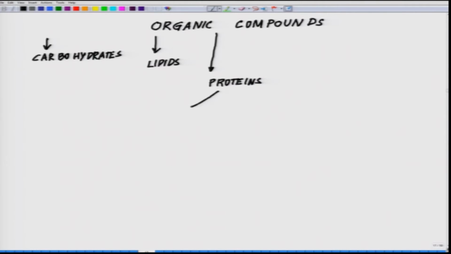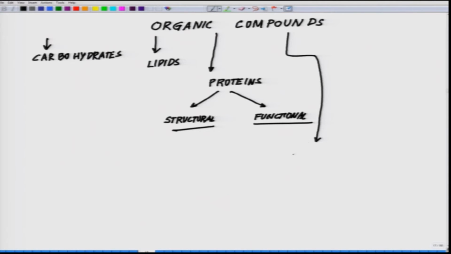Proteins could be classified at two levels. You could have structural proteins as well as the functional ones. Of course, both are functional, but these are the ones which take part in direct reactions, and these are the ones which form the structural components. Then you have the genetic machinery, which is run by the nucleic acids, and they have specific locations within the body.